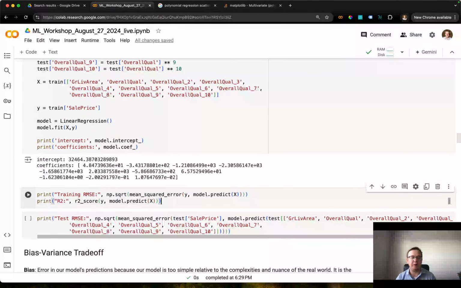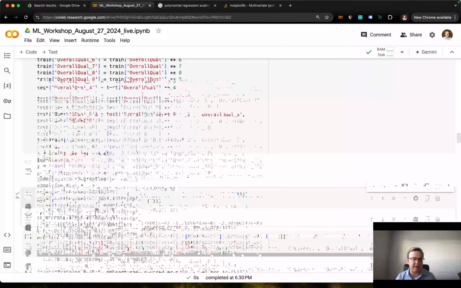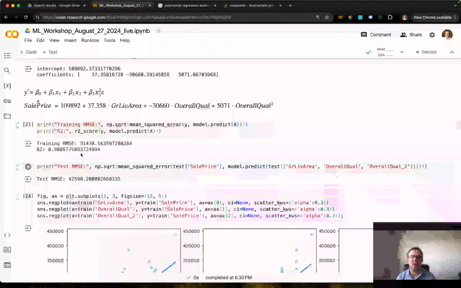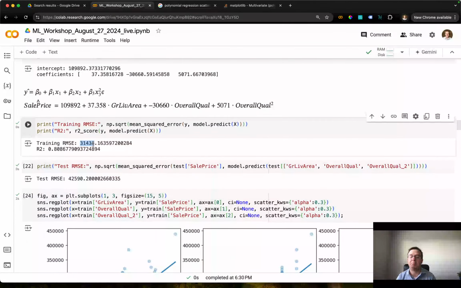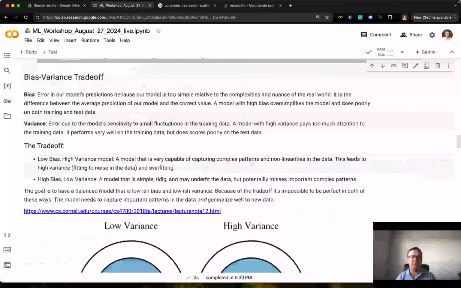Okay. So here's our training root mean squared error. Has it gone down? It's about 29.3. Before we were at 31.4. Okay, so it has gone down. What about our test root mean squared error?